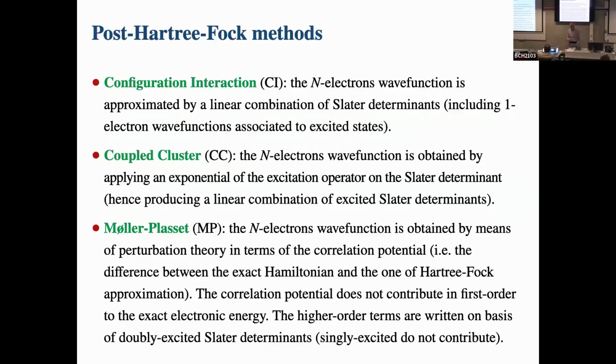And then there's another approach, which is called Møller-Plesset. In that case, the n-electron wave function is obtained by means of perturbation theory in terms of the correlation potential. So in what I've presented so far, we've seen that there is the Hartree term, there is the exchange term, which is called exact exchange, but there is still something missing, and everything that is missing is called correlation. And so you can do a perturbation theory in terms of that.